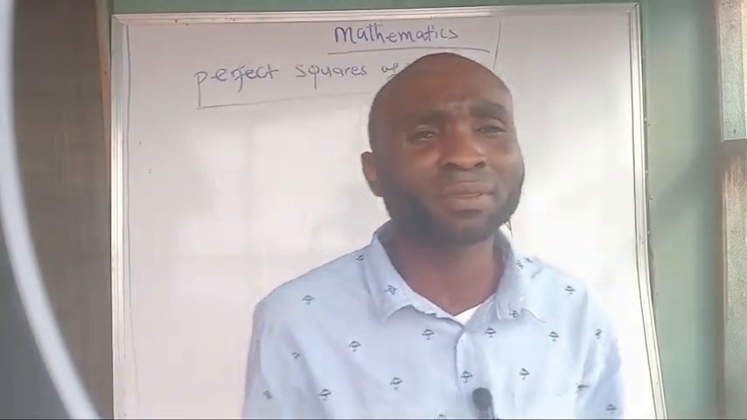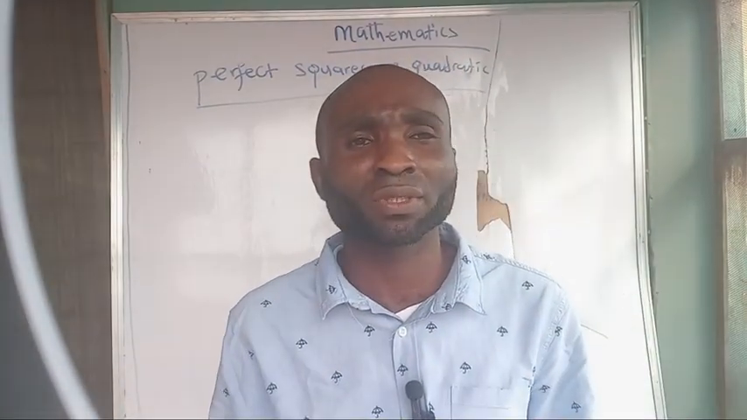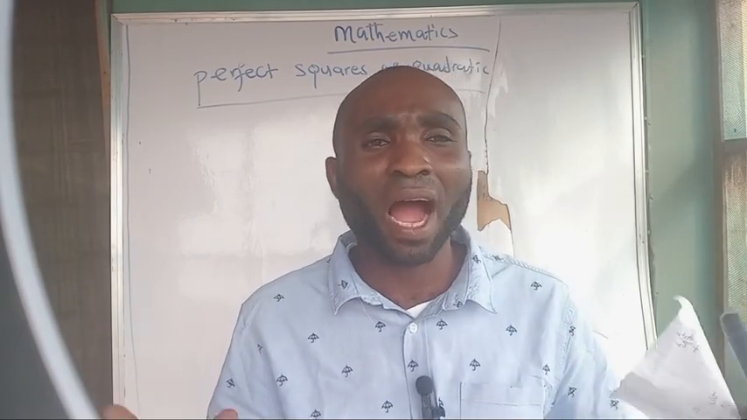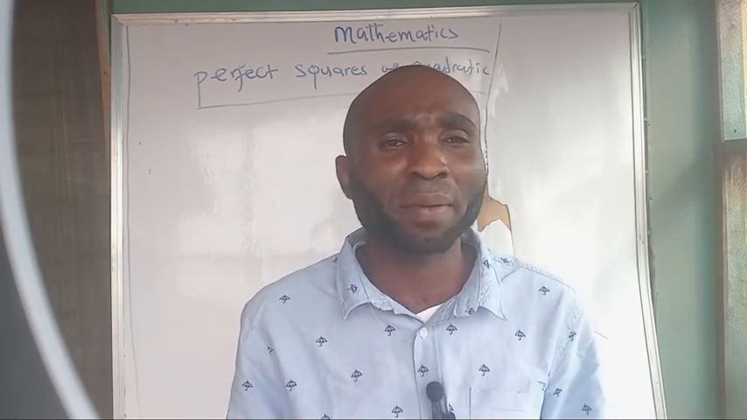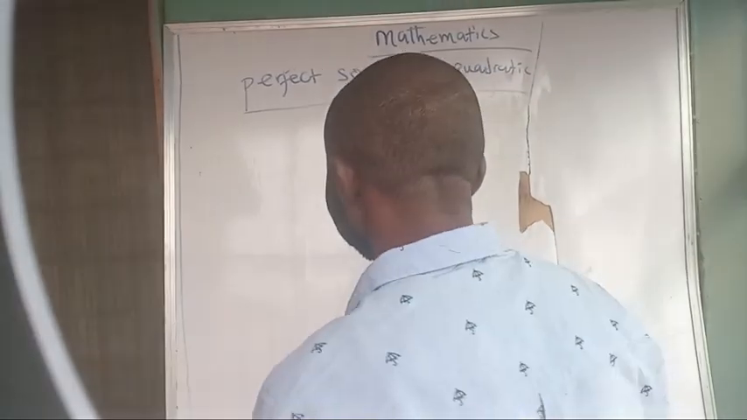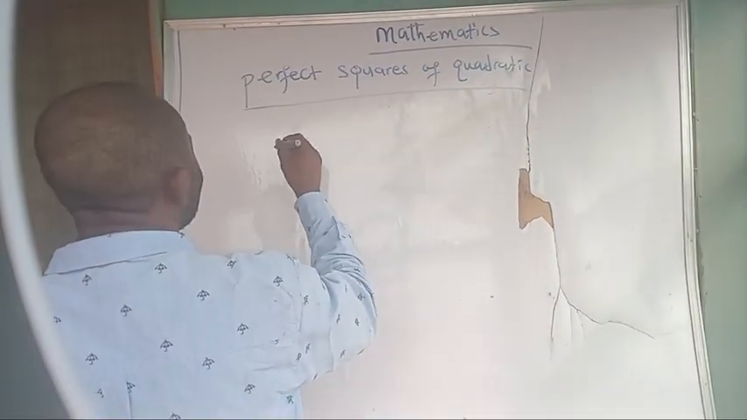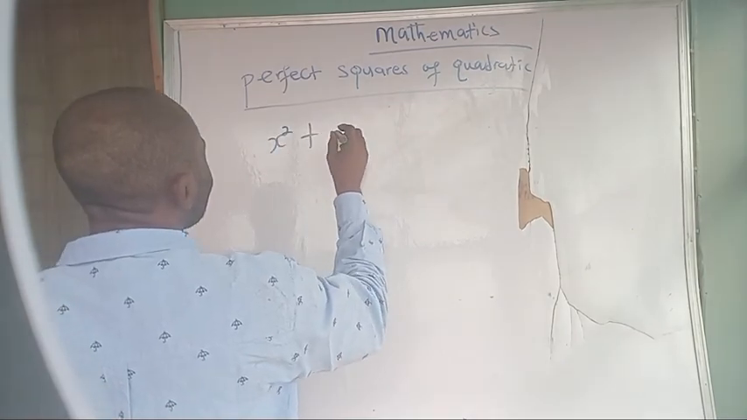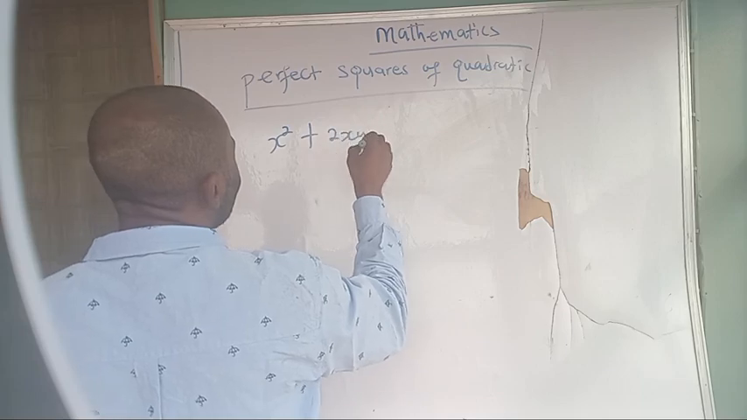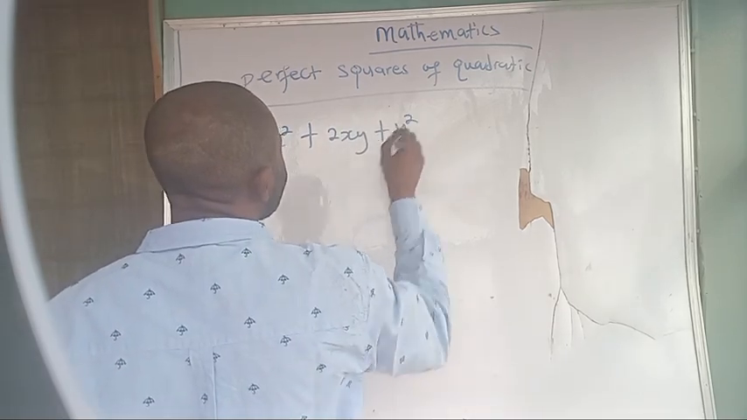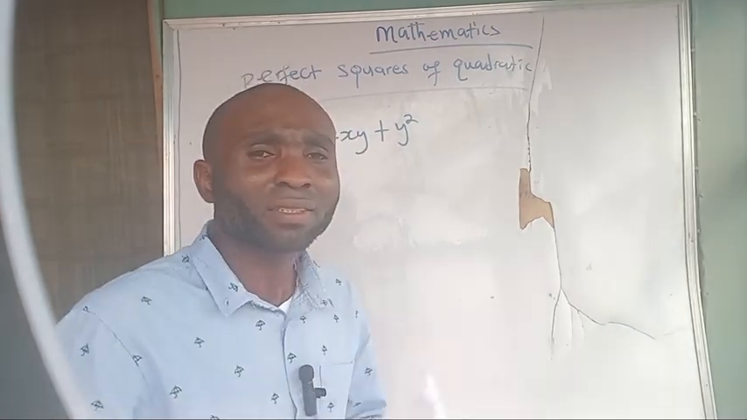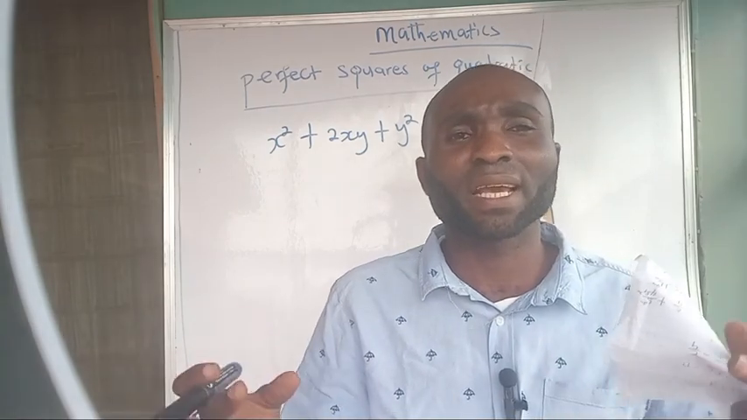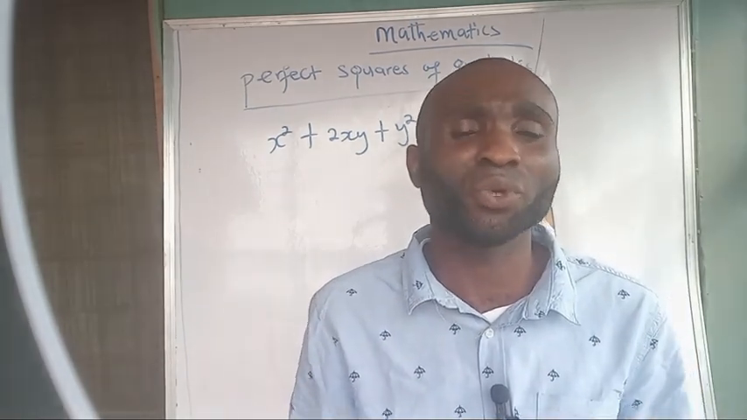A perfect square equation is a quadratic equation where the first and the last term have a square root. What do I mean by that? For example, if you have a quadratic equation in this form, x squared plus 2xy plus y squared, this kind of equation is a perfect square equation.